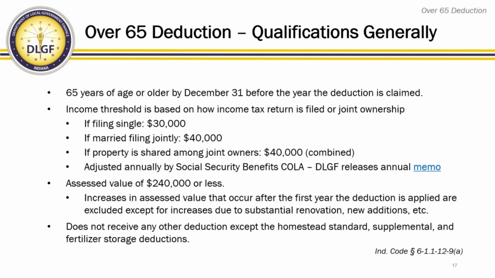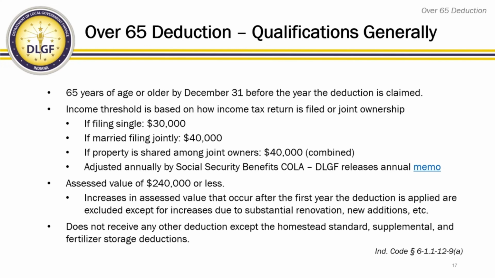One thing I'll note is that recently the legislature did amend this law so that the annual income limit is adjusted by the cost of living adjustment for Social Security benefits, as stated by the Social Security Administration. The DLGF has an annual memo that is linked to in this slide that just reiterates what that cost of living adjustment is for purposes of this income limitation for this deduction.